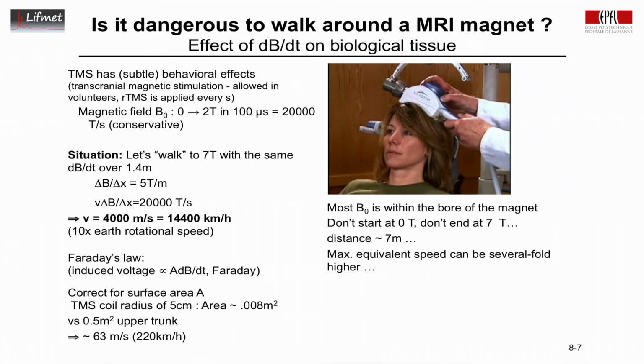So if we actually wanted to expose ourselves to the same effect around a magnetic field, the equivalent speed to produce the same voltages as we have with TMS would be several fold higher than the 220 kilometers per hour. And let's be honest, in reality, our speed is already 2 orders of magnitude lower than that. So it is my opinion that the considerations about motion around a static magnetic field, around an MRI scanner, involve induced voltages that are so low that they are well beyond any concern that we should have.